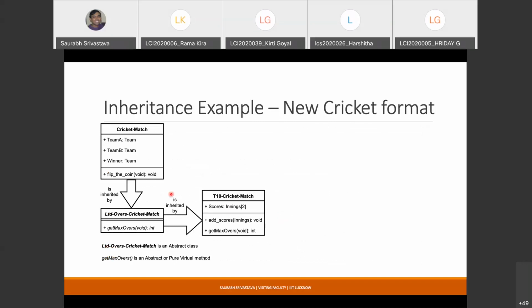So let's say you also wanted to add get maximum overs in a particular innings for a particular cricket match. So I've just added one more class here, limited overs cricket match. Now this can be inherited by all three, T20, T10, and ODI. And in this get max overs function, this is basically an abstract function. It doesn't provide a definition here.